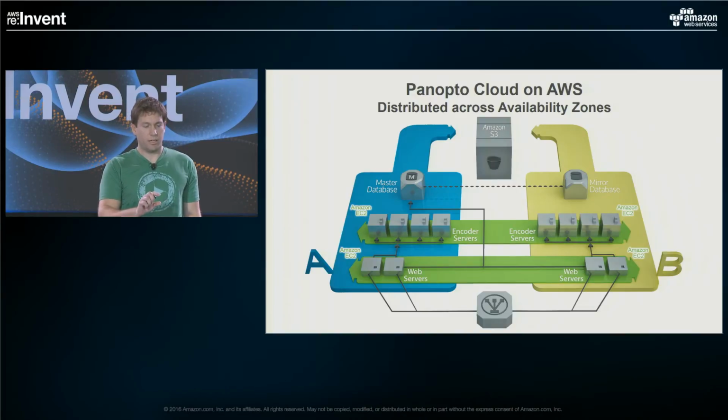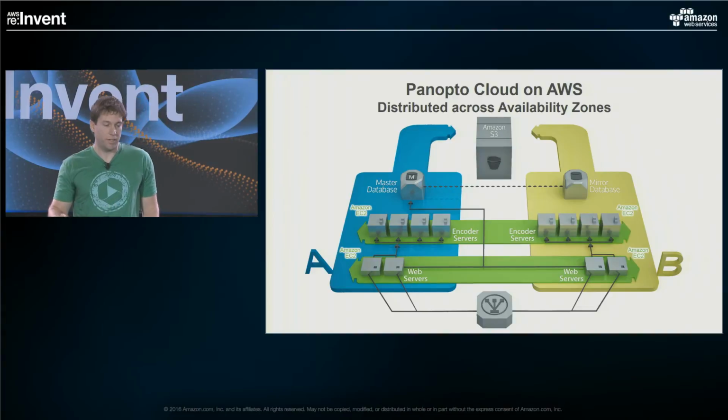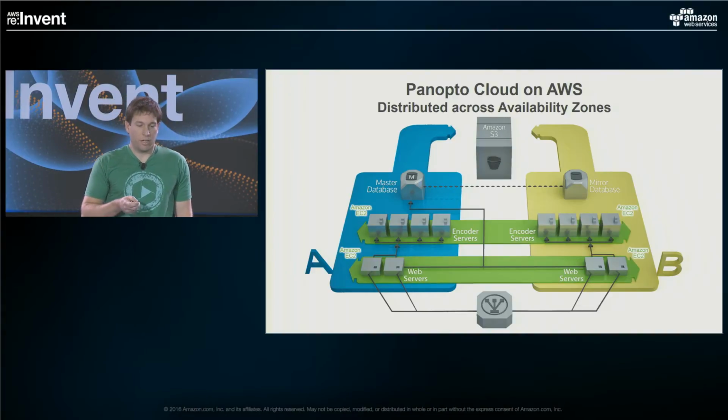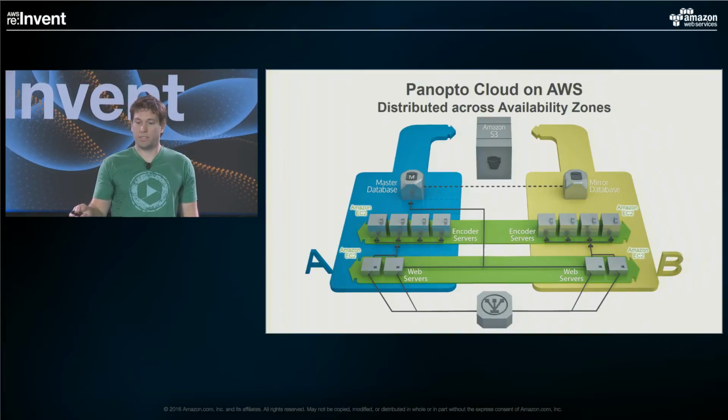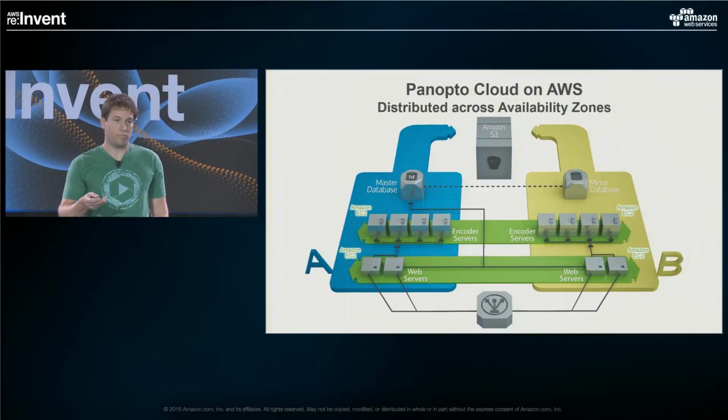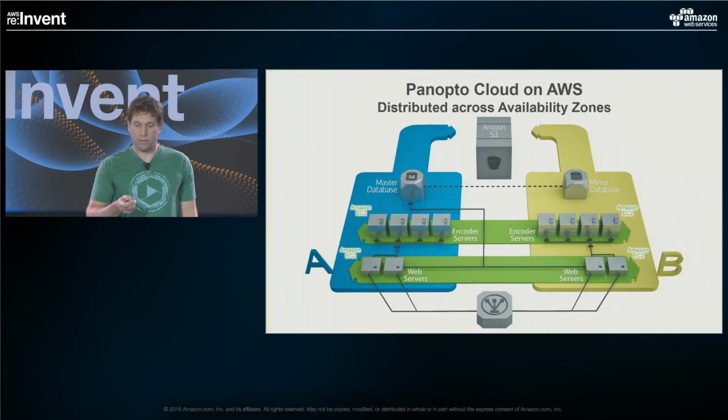Now, in this case, if you look at the diagram, there are these green bars that scale out. So we make use of all of the auto-scaling functionality within AWS so that we can turn on and turn off things like video encoding servers, search indexing servers, and our web front-end servers based on load.